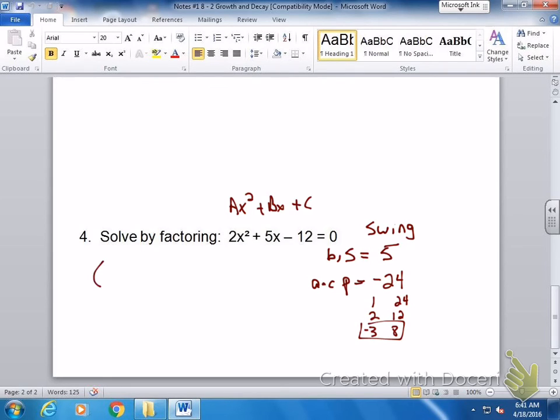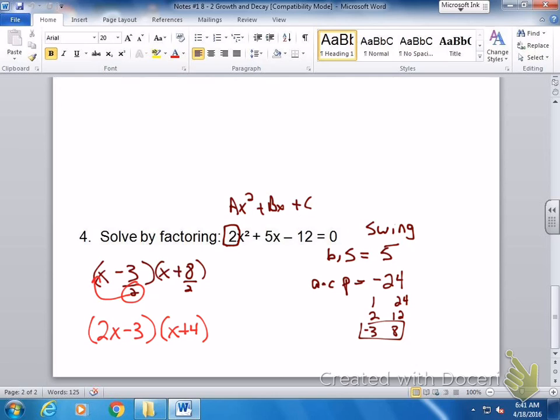So I can come back over here. I'm going to open up my parentheses. Then we just put those two numbers in. I'm going to have minus 3 and plus 8. But remember, at the end, we have to divide by A, which is 2, and simplify. So I have x minus 3 over 2. Well, that cannot be simplified. It already is. So I'm going to swing the 2 up to the front. I get 2x minus 3. Then x plus 8 over 2. 8 over 2 simplifies to 4.